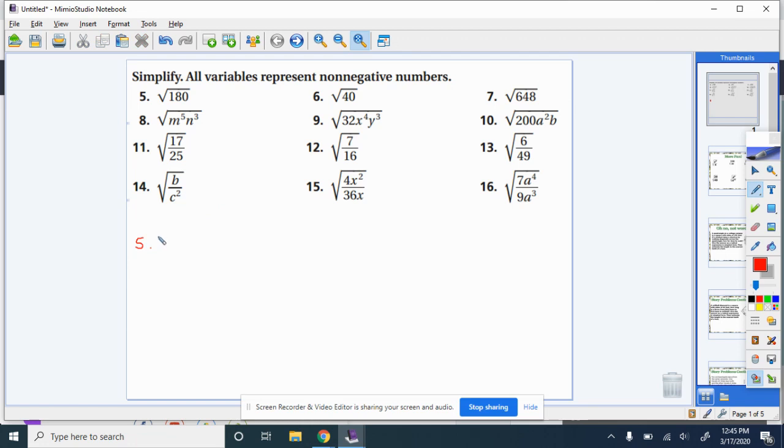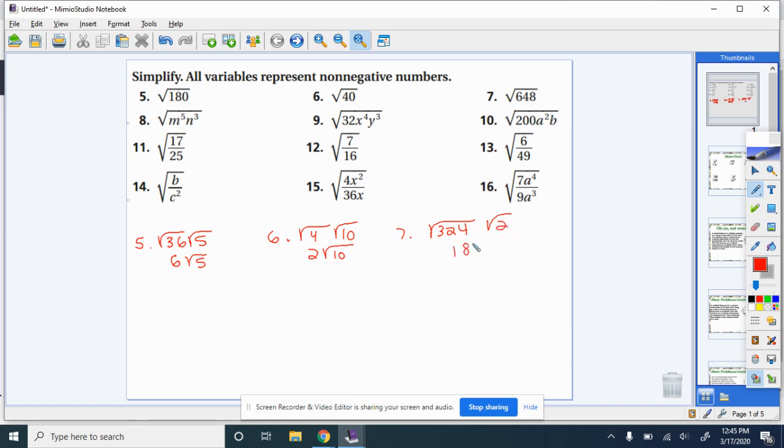The square root of 180 can be broken up into the square root of 36 times the square root of 5. That's how we got an answer of 6 root 5. For number 6, I can break up 40 into root 4 times root 10. The square root of 4 is 2, and you leave the root 10. For 7, this had a large perfect square factor, 324 times 2, which leaves you with 18 root 2.